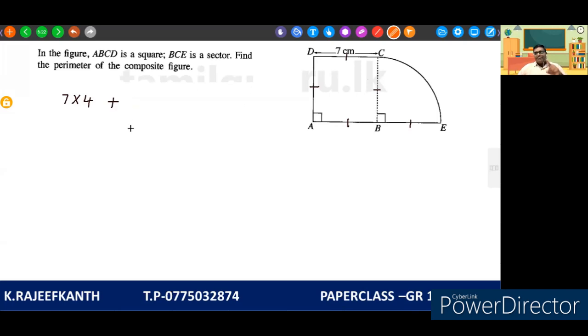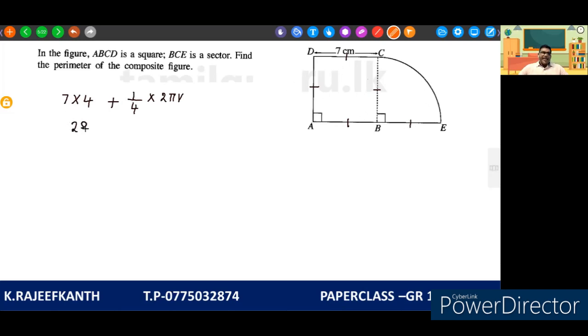So we know that the circumference of a circle is 2 pi r. If the radius of a circle is r, then the circumference of that circle is 2 pi r. Here this is 1/4 of it because the angle is 90 degrees. So we can multiply 2 pi r by 1/4. Then we can get the length of this CE. Right? Here we are going to find the perimeter. Here there are 4 sevens, then 7 times 4 plus 1/4 of 2 pi r.